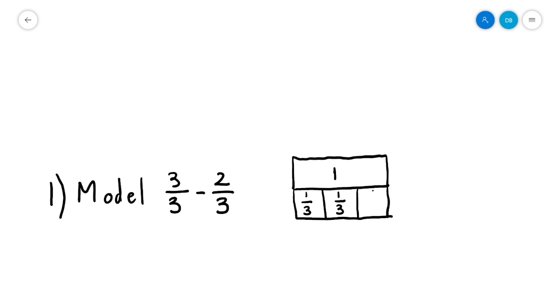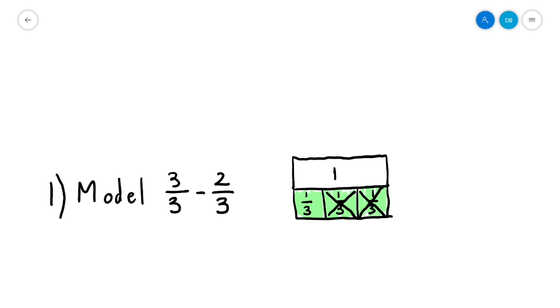And just like before, I'm going to shade in what I have. And I have 3/3. So I'm going to shade in 3 1/3, which is the whole thing. Now it's asking me to subtract or take away 2 of those thirds. So now I'm going to take away 1, 2.